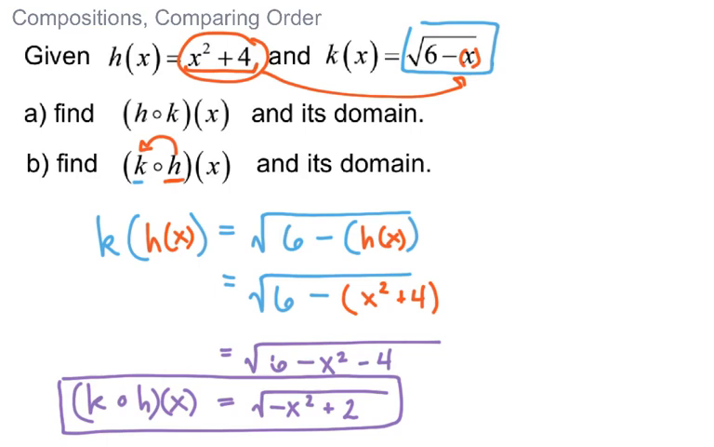So when we think about the domain, we look at the result, but we also have to look at the function that went inside. And you can see here, h of x went inside. Well, h of x does not have a square root. There's no even indexed root, and there's no x in the denominator. So if there's no square root or no x in the denominator, then we will say that the domain of h, because it's a quadratic polynomial, is all real numbers. So the interior function will not affect us at all.